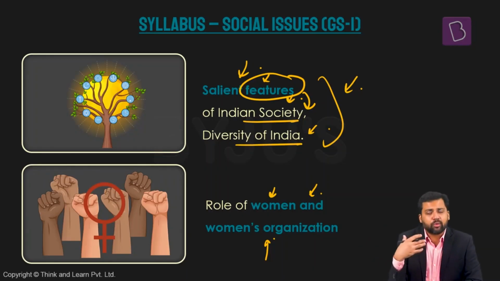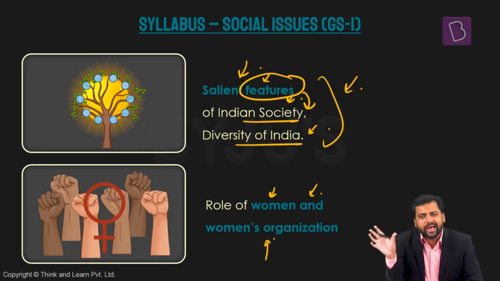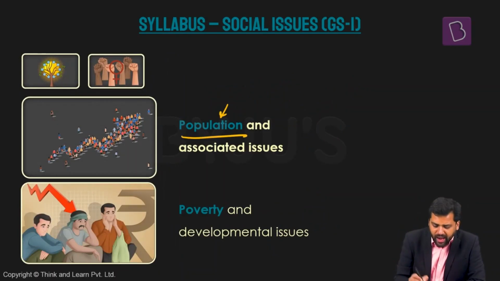So they also discuss different ways by which women's situation can be improved, different kinds of challenges that women face, and how they can be addressed. So there's an overlap between these two topics, and we'll take them together. This topic and the women part of mechanisms for vulnerable sections, there we are going to discuss these things together. Now moving to the next topic: population and associated issues.